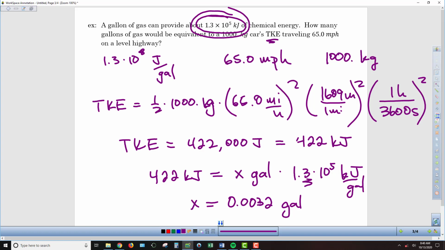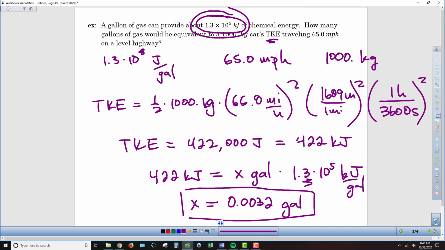Now if we think about that for a second, we're saying that to maintain a car traveling at 65 miles per hour down the highway, it's only going to require 0.0032 gallons of gas. That's just not realistic.